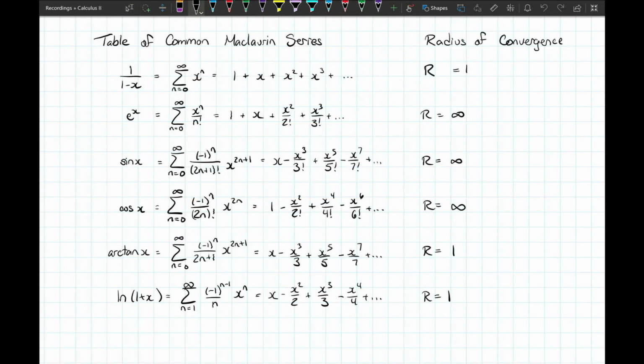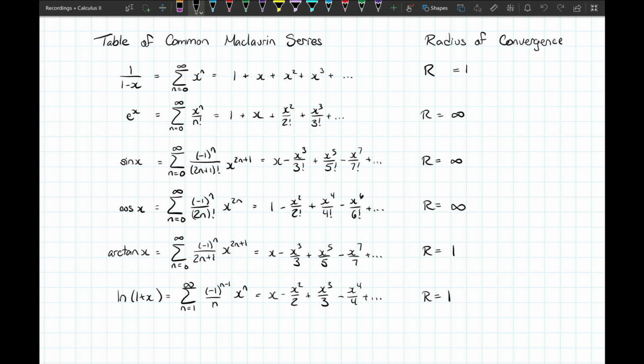In the following table, you can see common Maclaurin series for various different functions. First function is 1 over 1 minus x. It's got a very nice Maclaurin series. This is centered at 0, and it's actually the geometric series. It's just 1 plus x plus x squared plus x cubed. The common ratio of one term to the next is simply just x.